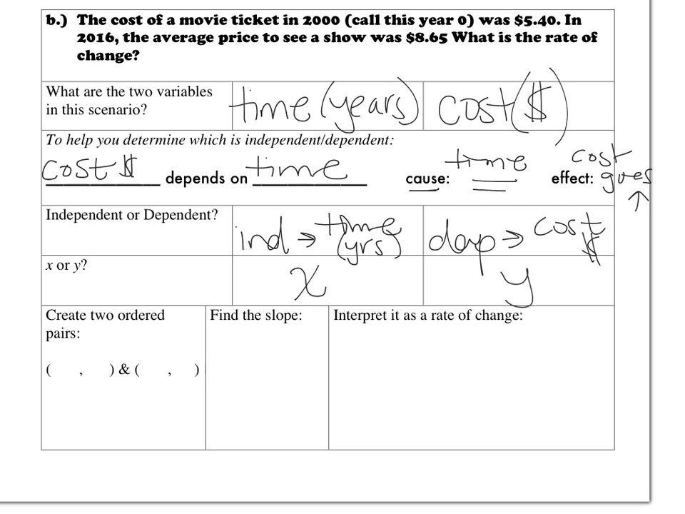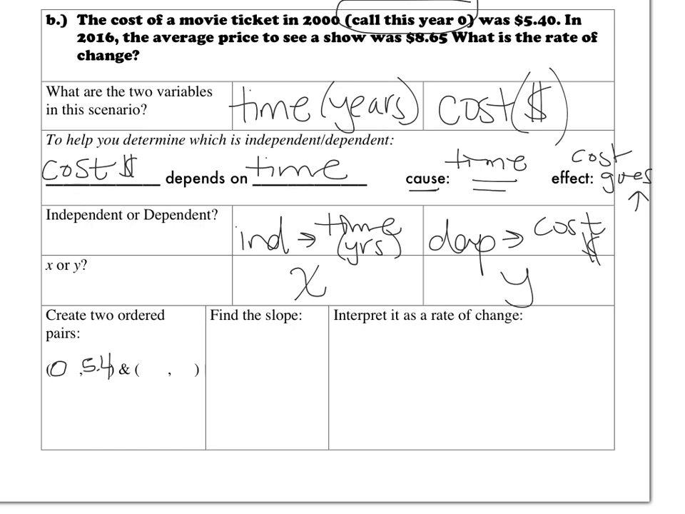So now my two ordered pairs here. Now be careful, because I don't want to use 2000. I'm saying we're going to call this year 0, right? We've seen this on graphs before where 0, 0, and then it would say that X is representing the number of years since 2000, okay? So the first ordered pair we're going to call 0, 5.4.